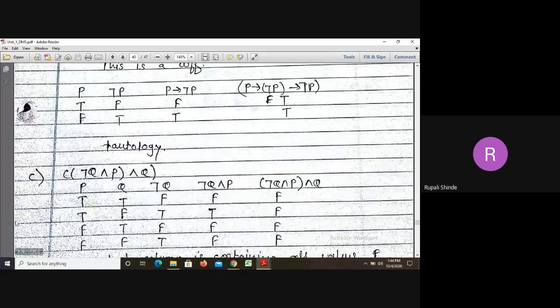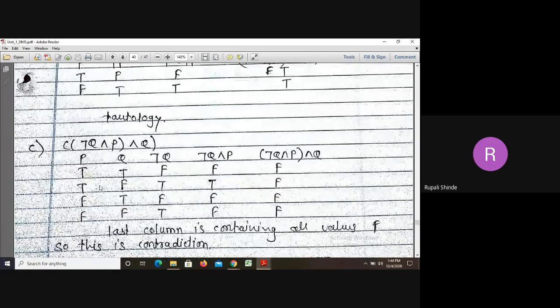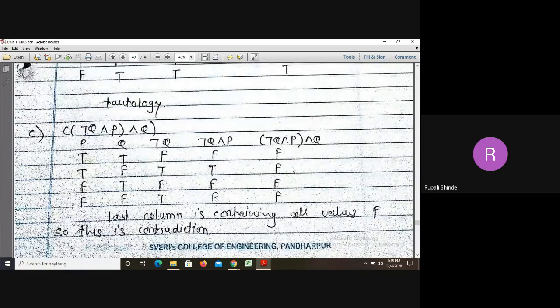Now if you observe formula C, and if you observe the last column, it contains all the values as F. That's why this is called a contradiction.